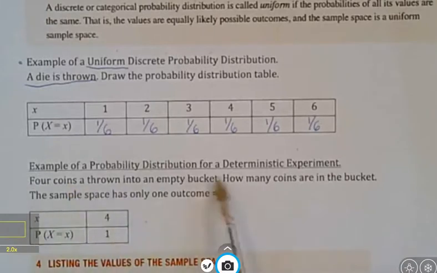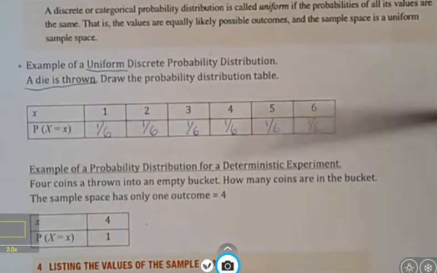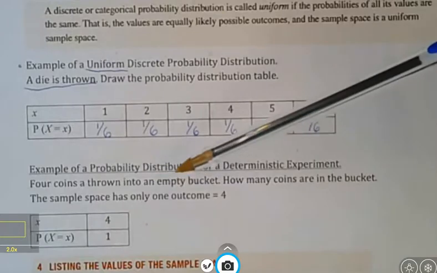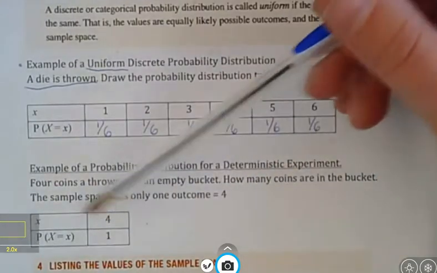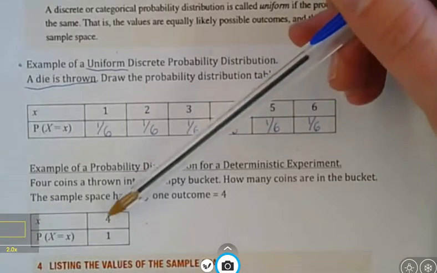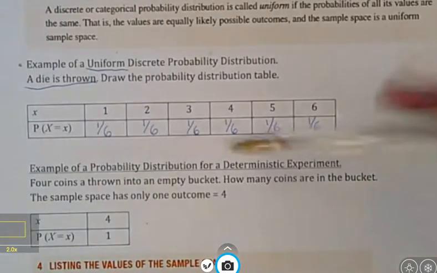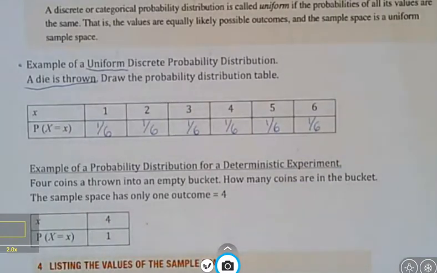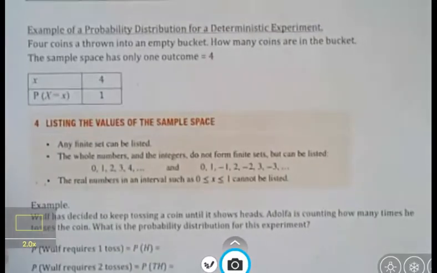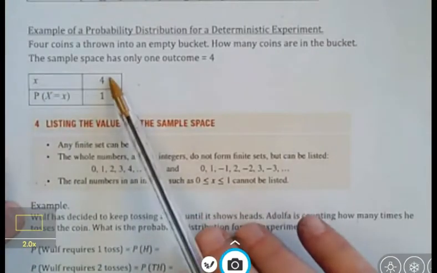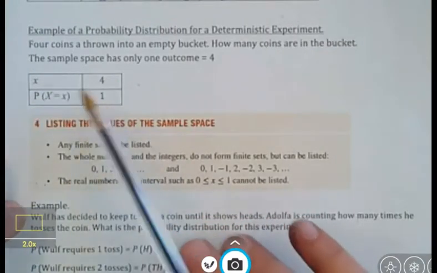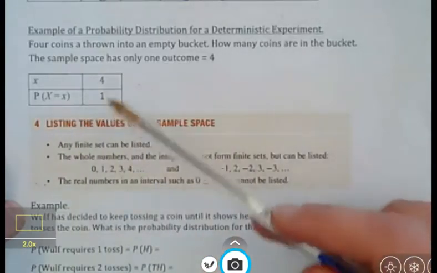Now, remember I used the words deterministic experiment before? An example: if I throw 4 coins into an empty bucket, how many coins are in the bucket, assuming I've got them all in? Well, the probability that x is 4 is 1. It's not like I'm playing a game and trying to see how many I get in the bucket. That's not what's been defined as my event. It says that they all are there. So because there's only one outcome, which is 4, the probability that we will get 4 coins in the bucket is 1 or 100%.